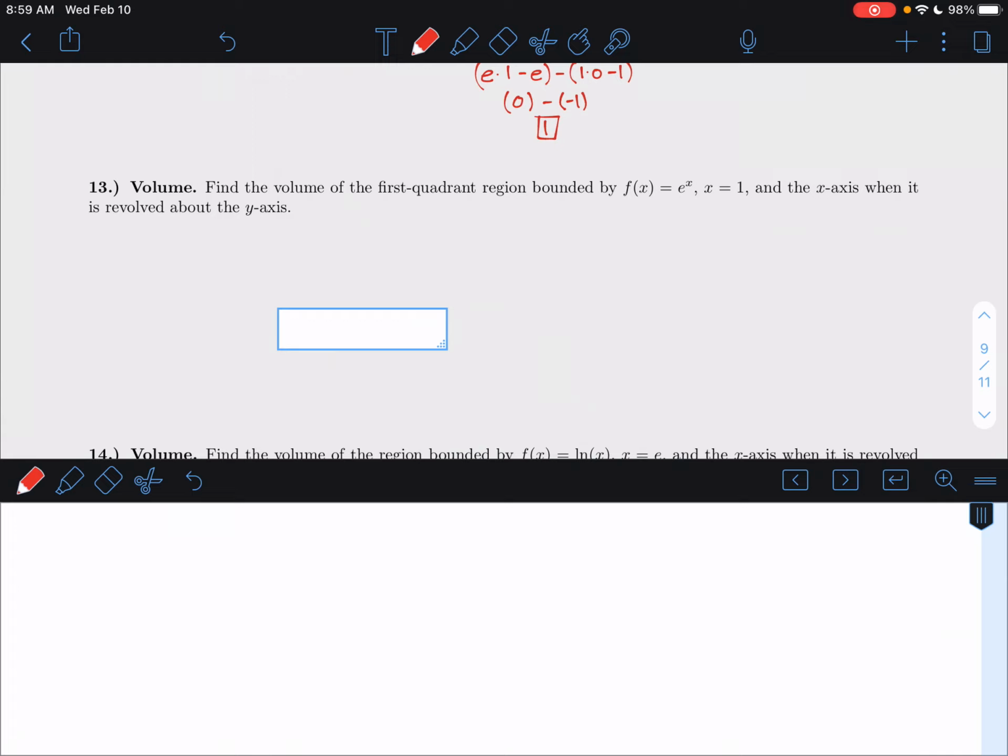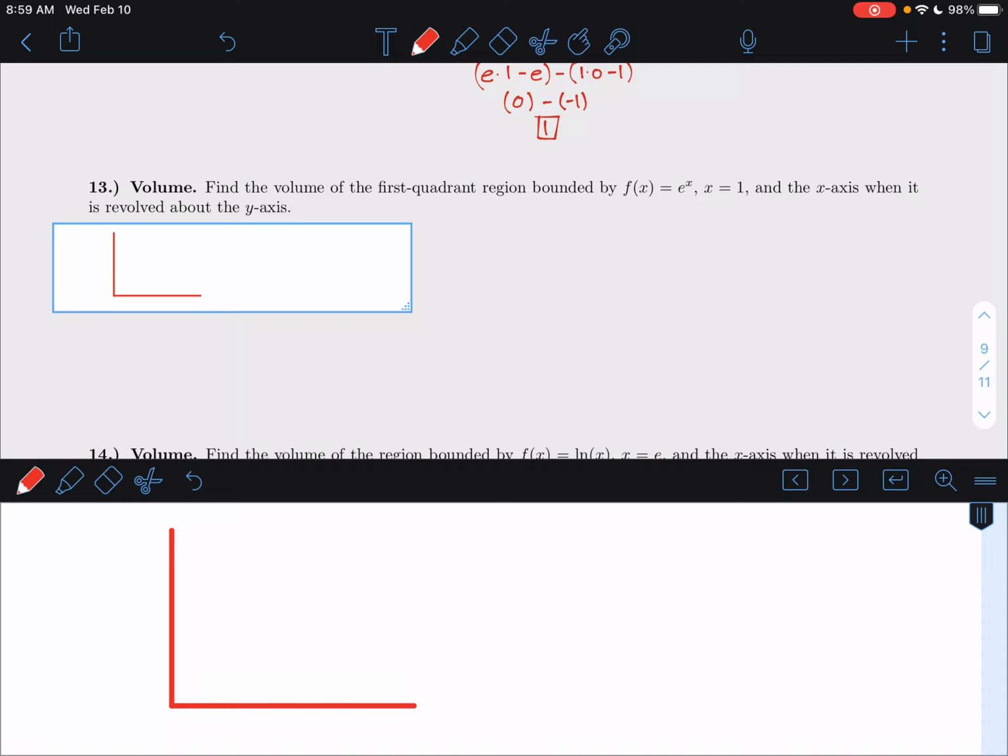So on number 13, I'm going to do something similar, but this one is volume. And I'm going to use my shell method here. And I know that Ms. Gilbert taught you about the shell method. I did the disk method, and this one would be actually kind of hard to calculate using the disk method because we're revolving it about the y-axis. So I'll show why it's going to be hard to do that. The function is e to the x, so something like that.